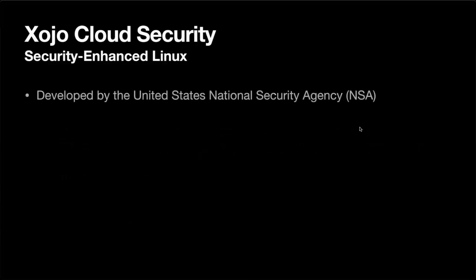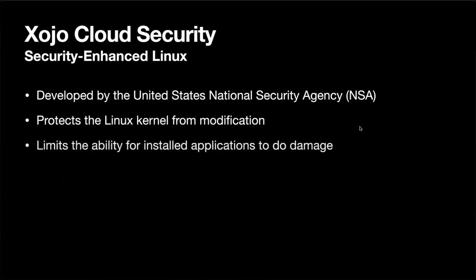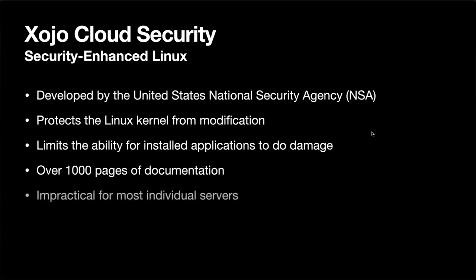Now, the second layer of security is called Security Enhanced Linux. If you don't know what this is, it was developed by the United States National Security Agency, or better known as the NSA. It protects the Linux kernel from modification. It limits the ability for installed applications to do damage, which is really important should some renegade malware get on your server. But it's complex. There's over 1,000 pages of documentation for Security Enhanced Linux. The good news is you don't have to read any of those. We do that for you.